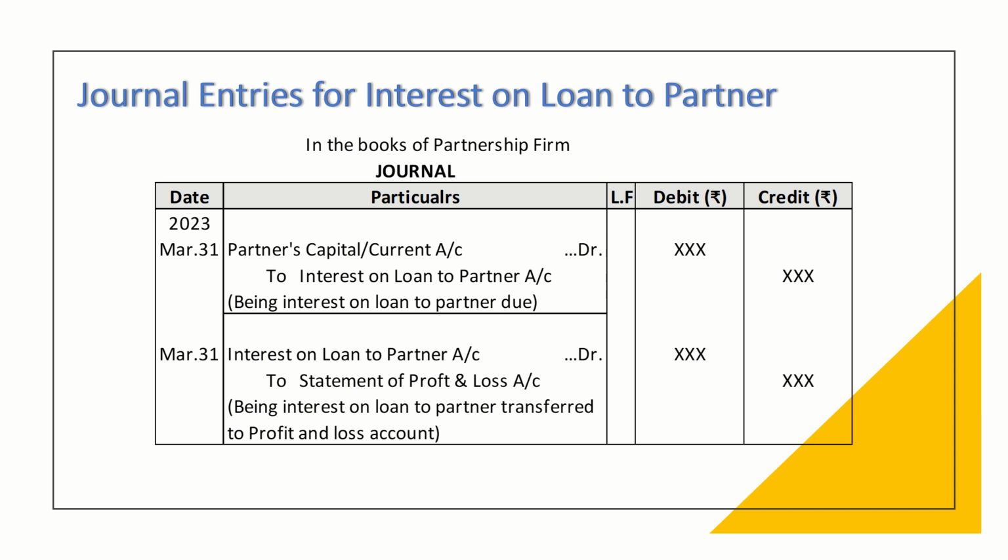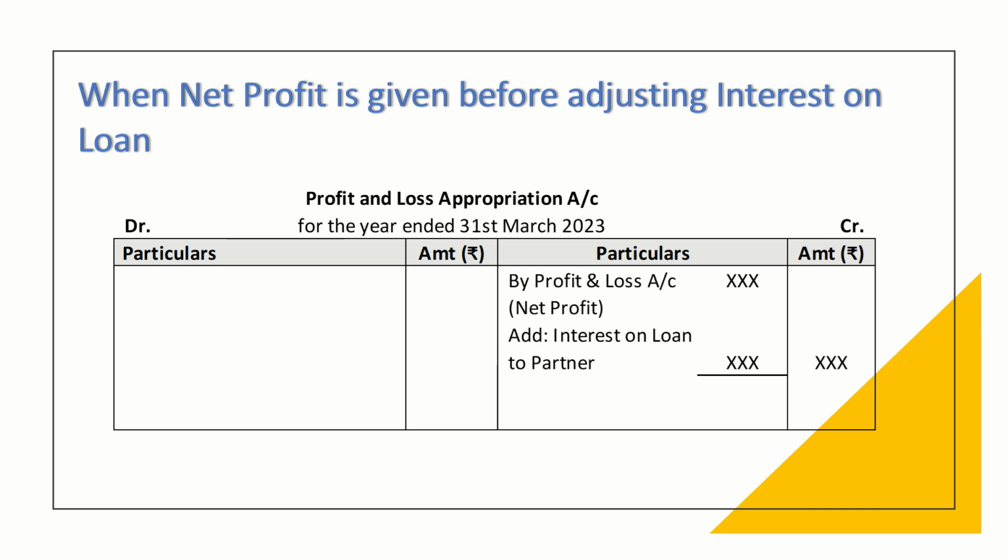All right, let's have a look at what adjustment we need to do in the PL appropriation if the net profit is given before adjusting interest on loan to partner. Just the opposite of the previous one. In the previous one, we had subtracted the interest on loan because that was an expense for the firm. However, this is an income to the firm, so this is added to the net profit to arrive at the correct net profit. Be very careful of these adjustments. Again, you cannot credit it separately in the PL appropriation account as this is not an item of PL appropriation.